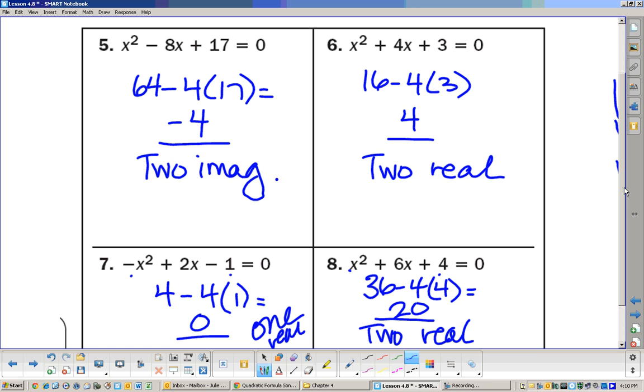All right, that is the quadratic formula. You've seen it briefly in the past, but now we're really going to use it as one of our ways to solve equations, quadratic equations.